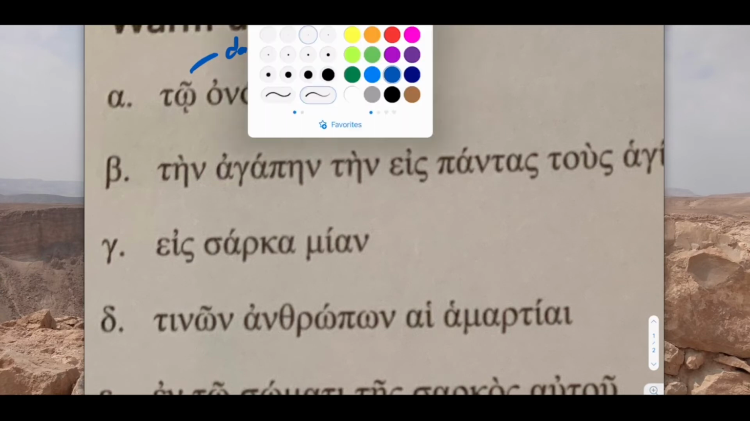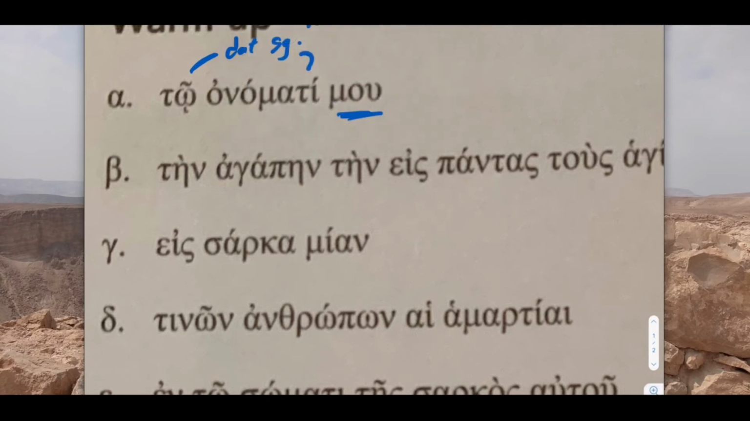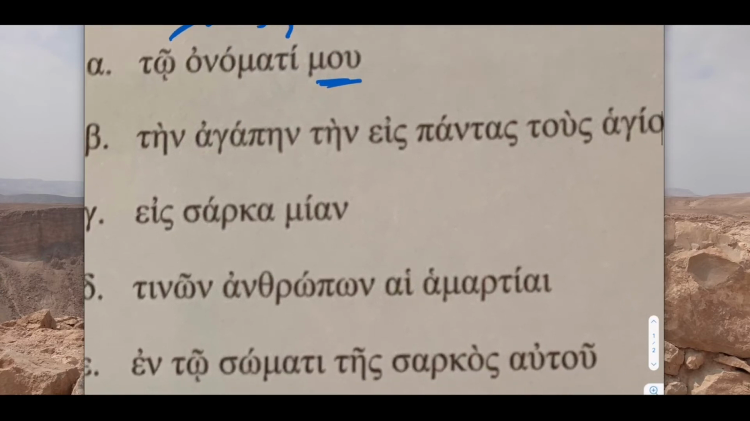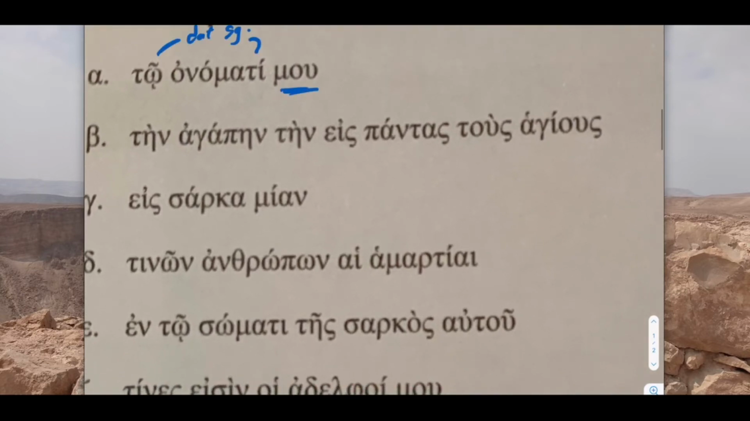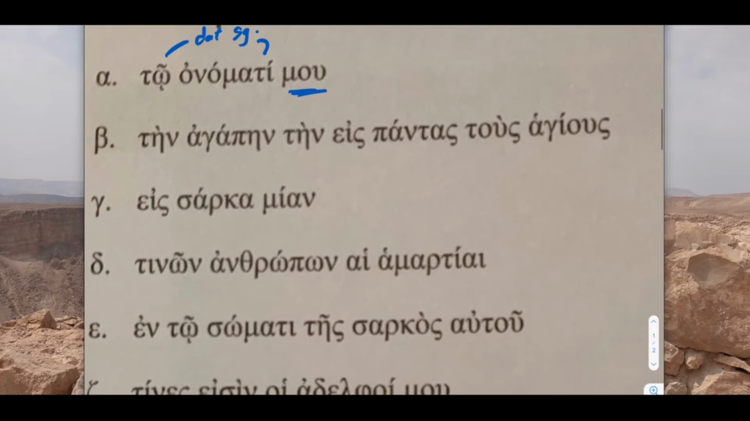Let me get a little finer point on my nib. Okay. Now remember, in the warm-ups, these are not complete sentences. So we got number beta here. Let's start here. I'll just underline as we go. Tein agapein, tein eis pantas tous hagious.